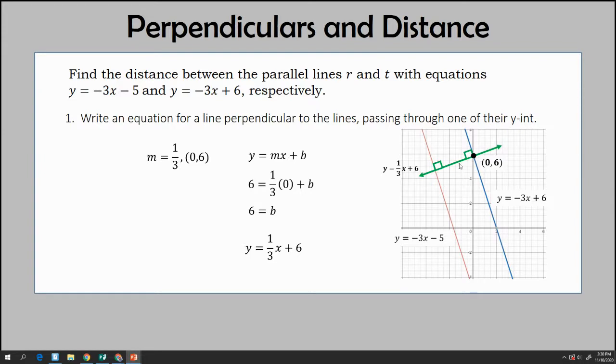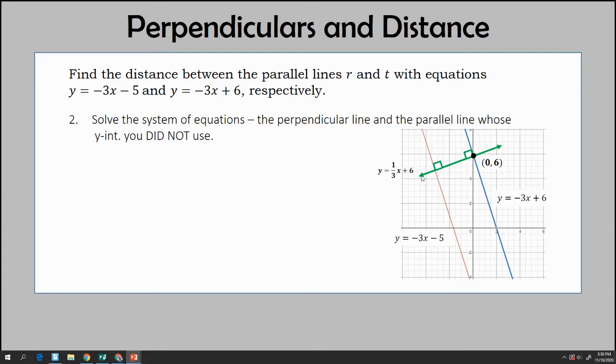Remember, to find the distance between these two, we want to find points that are on the same perpendicular line between these two, and then we're going to find their distance. I have one point already. It's (0, 6). What I now need is this other point. To find the other point, we're going to take the new perpendicular line and the other line whose y-intercept we didn't use, and we're going to find out where these two intersect by solving those two as a system. So I'm going to take y equals negative 3x minus 5, the equation for this line, and y equals 1/3 x plus 6, the equation for our new perpendicular. And I'm going to solve these two as a system.